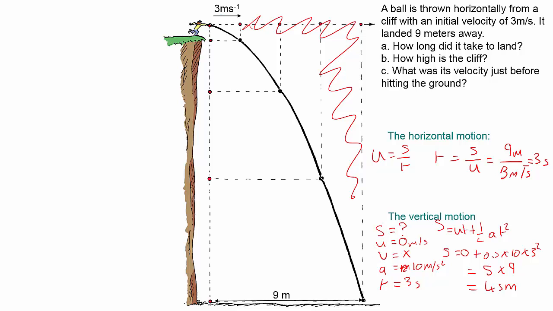In essence, in this question again, it's just asked us, in 3 seconds, under the acceleration due to gravity when dropped, how far did it travel? And it travels 45 meters. So it must be 45 meters from here to the bottom of the cliff if it took 3 seconds to hit the ground.